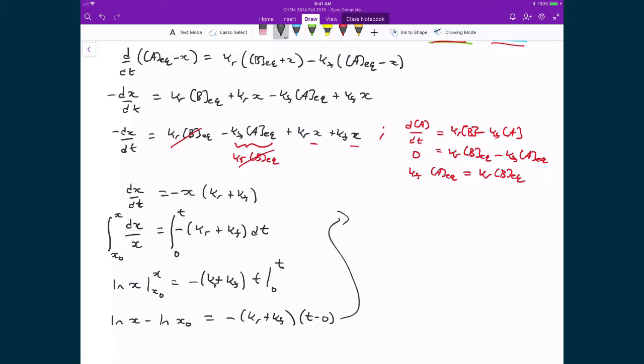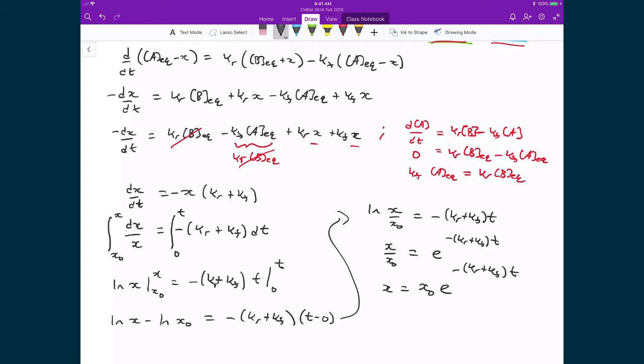I keep moving through. I get the natural logarithm of x over x naught, and that's equal to minus kr plus kf times t. I apply e to the power of, so I take the exponential of both sides. X over x naught is equal to e raised to the power of negative kr plus kf t. And then finally, my x, how it changes in time, is basically equal to x naught times e raised to the power of negative kr plus kf t.